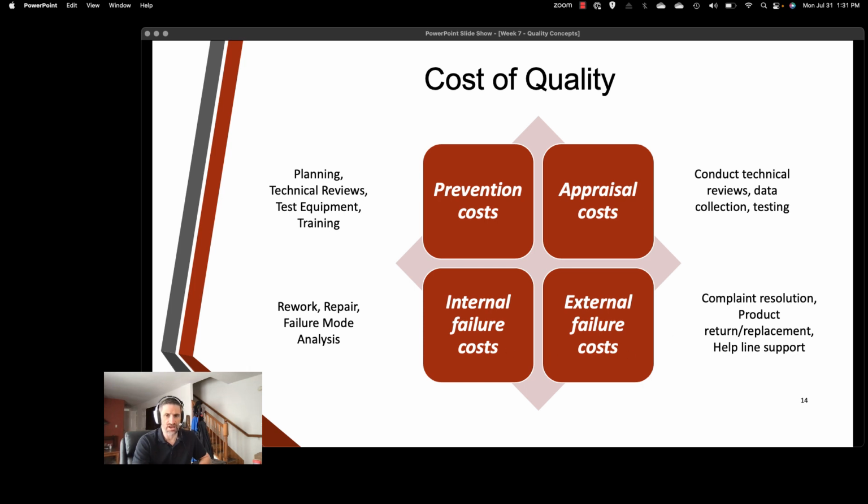External failure costs are incurred when defects and issues are discovered after the software is delivered to the end users. So ignore what I said previously about how internal failure costs could be after. This one is the one that's after. These failure costs happen after it's been delivered. It can negatively impact customer satisfaction, increase support requirements, and lead to potential revenue losses. And so that's going to require you to deal with complaint resolution, product return and replacement, which affects the bottom line, and help line support.